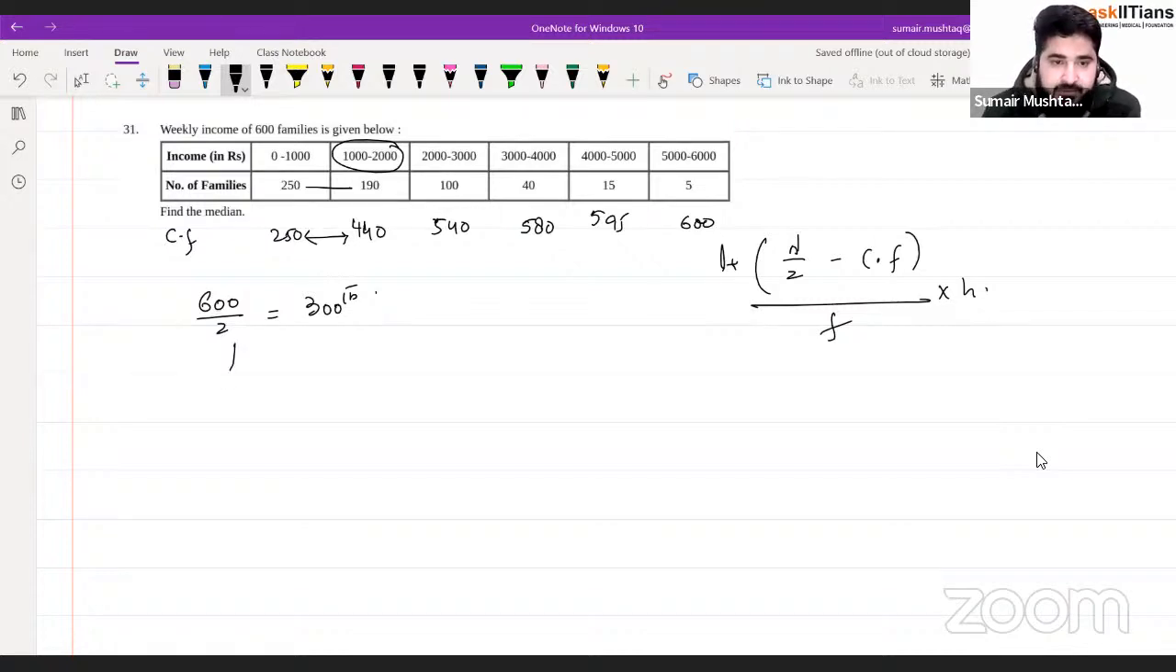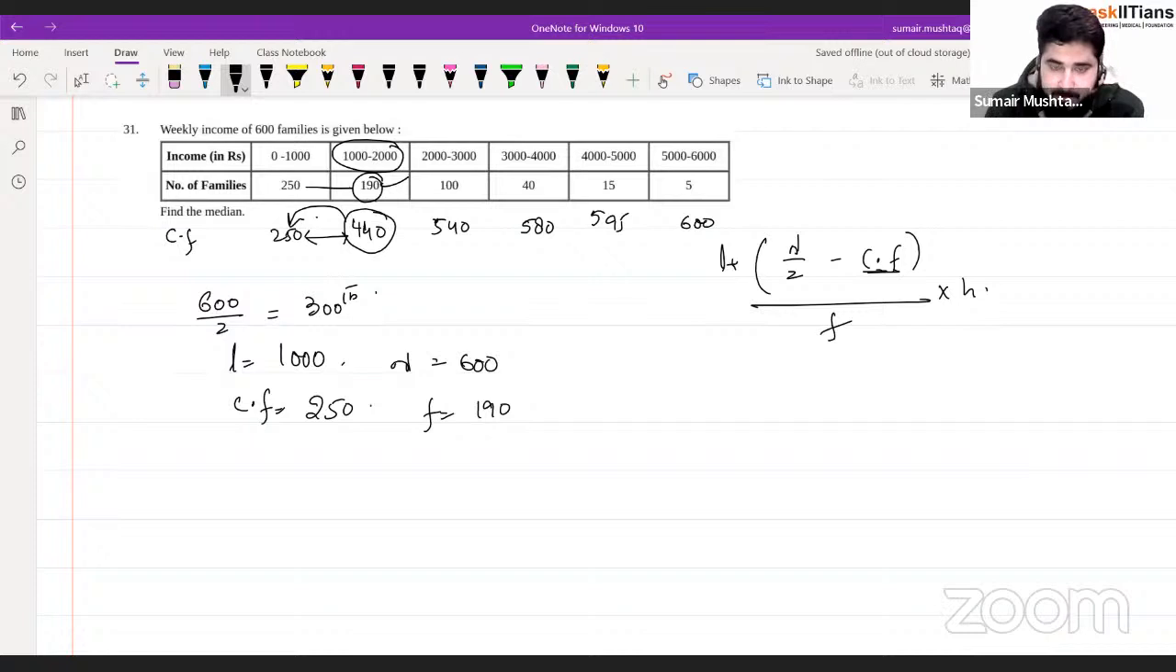L means the lower limit of the median class, that is 1000. Okay. N means how many total terms you have. So you have 600. Okay. And one more thing that you need, that is the cumulative frequency of the previous class. That means if this is the frequency class, this is the total number of the families, this is the frequency class, this is the cumulative frequency. What is the cumulative frequency of the previous class? Because this is the cumulative frequency you have to find, the previous class, that is 250, right? Okay. What is the frequency here? What is the frequency of this class? Frequency means this, that is 990.